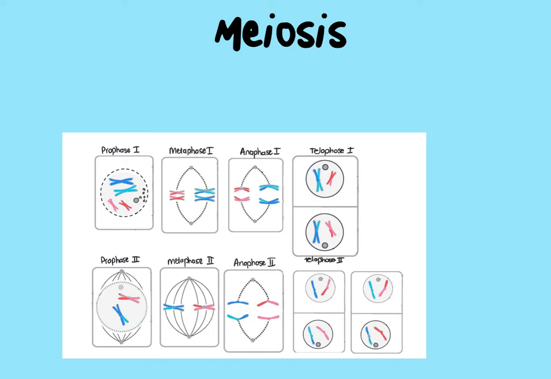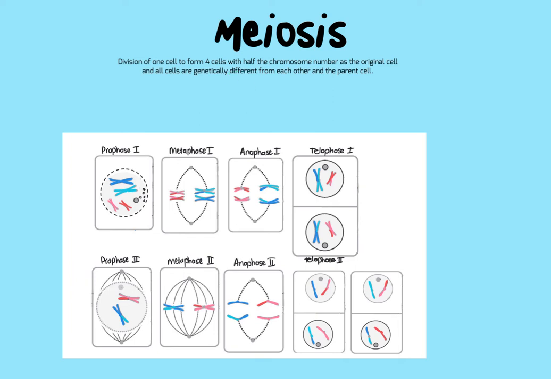But in this case, you have the division of one cell to form 4 cells with half the chromosome number as the original cell. So we do call it reduction division because it halves chromosome number. And all those cells that are going to be produced are genetically different from one another and from the original parent cell. So the big thing here is that there are 4 cells being produced that have half chromosome number as the original. So we go from diploid cells to haploid cells, and all the cells are genetically different.